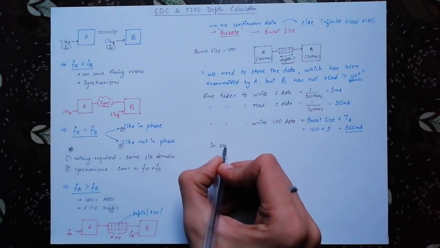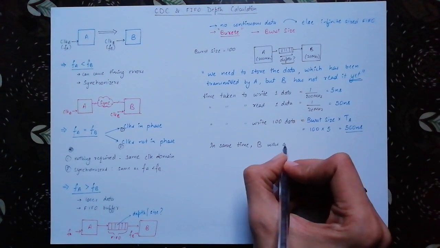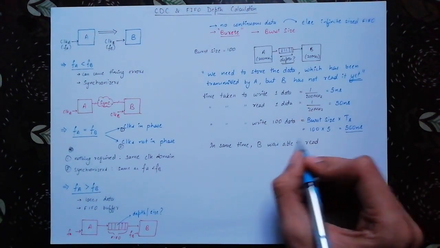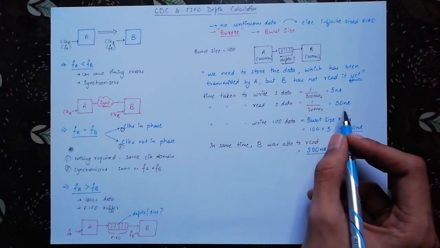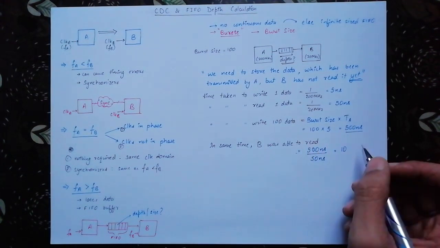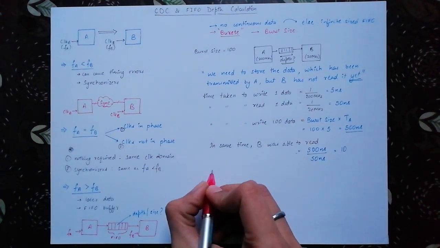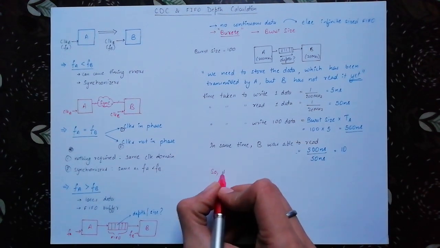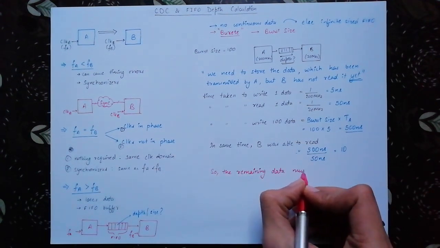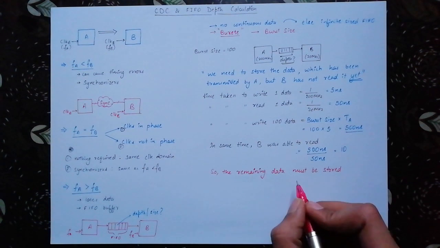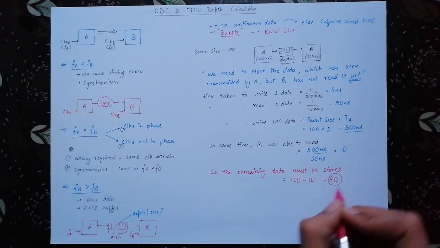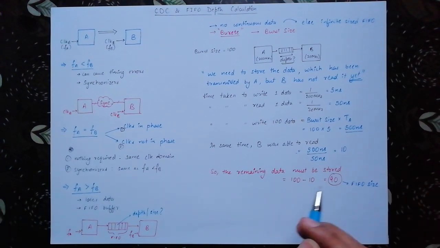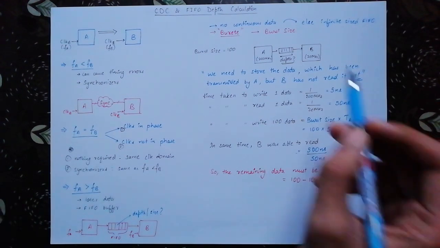In this 500 nanoseconds, B was able to read total time divided by time to read one data, which is 500 by 50, equal to 10. So here we see that in the time 100 data were transmitted from A, 10 data were read. So we must store the remaining data, which is equal to 100 minus 10, which is equal to 90. That's the minimum size of FIFO required for proper operation of this system. We can use the same logic to calculate for any similar kind of question.